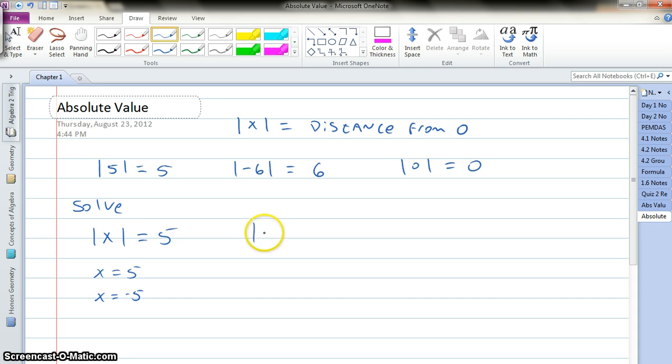Alright. What about this one? The absolute value of x is -2. Alright, I want you to think to yourself for a second. I'm going to pause for a minute. And is this possible? Now, based on what I said, this is impossible. Alright, because a distance cannot be negative. Therefore, there is no solution for x.